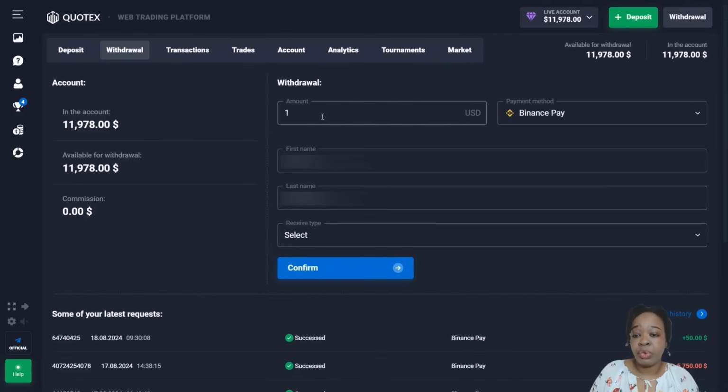Here in the upper graph, you need to set the amount that will be withdrawn. I'm going to leave the application for around $11,900 and I'm going to withdraw it to Binance Pay. In the next two graphs, you can see my name is indicated.